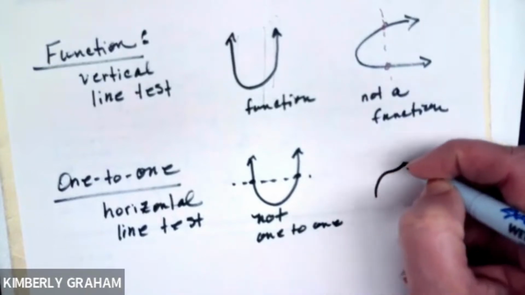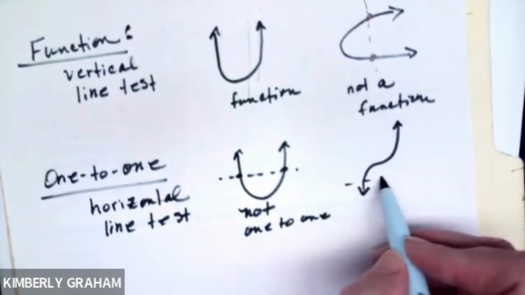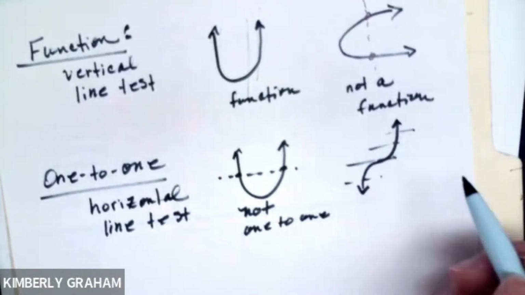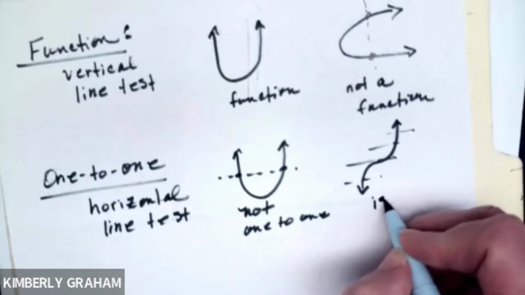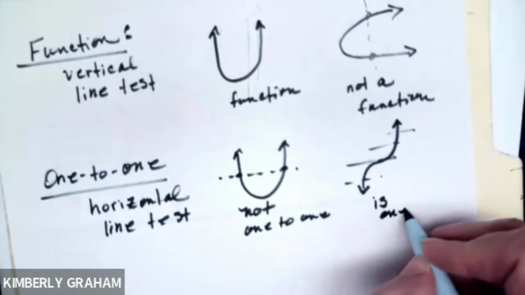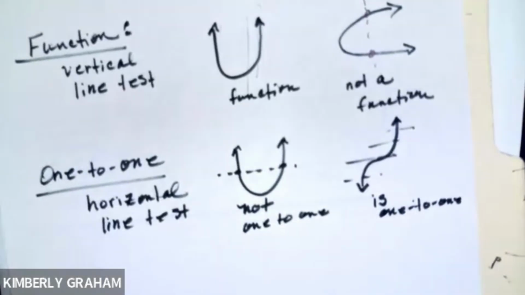If I have this graph here, drew a horizontal line, it's only going to touch my graph in one spot. So this is 1-to-1. Now, if your graph is 1-to-1, then you can have an inverse.